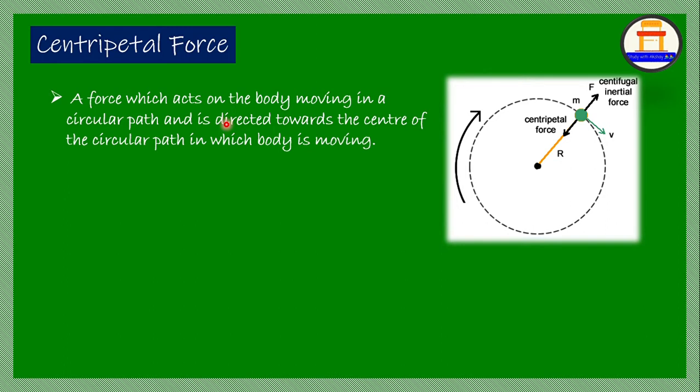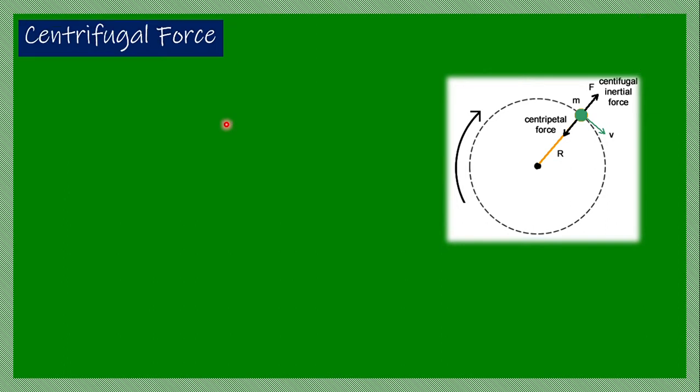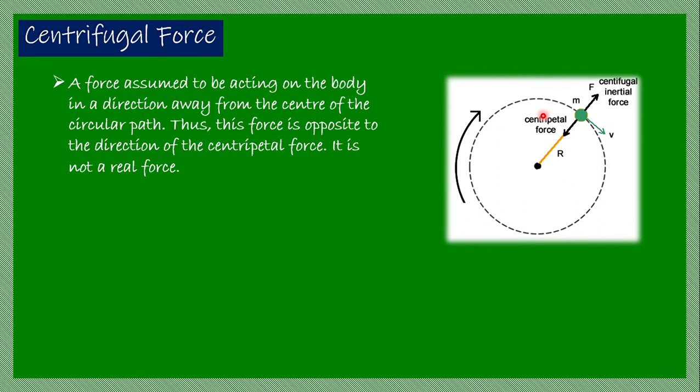Next is centrifugal force. What is centrifugal force? You can see in the image over here. Centrifugal force or centrifugal inertial force. So centrifugal force is nothing but outward. You can see outward, and velocity or speed is changing, and the force is applied outward in a circular path basically. So let's see the definition.